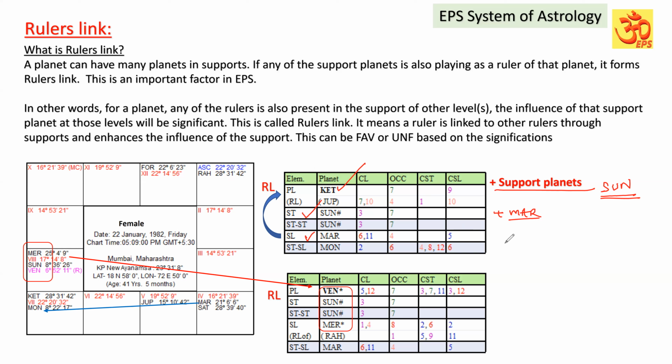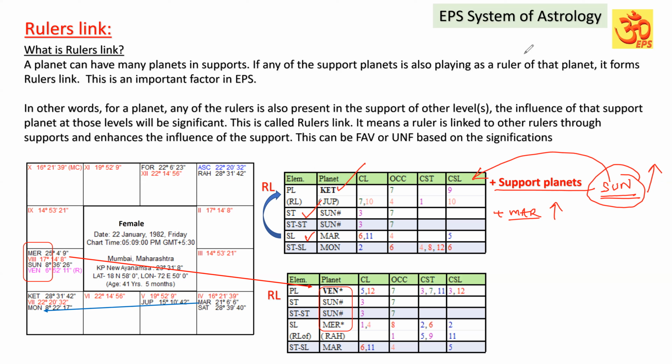In that case, what is the importance? The support planets' influence normally will be secondary, as we discussed. But when that support planet is also ruling any of the other levels in its rulers, the influence of the Sun will be increased. The support planet's influence will be significantly increased. Here, Ketu will get the Sun's influence more. Here, Sun will get the Mars influence more. I hope you have understood.